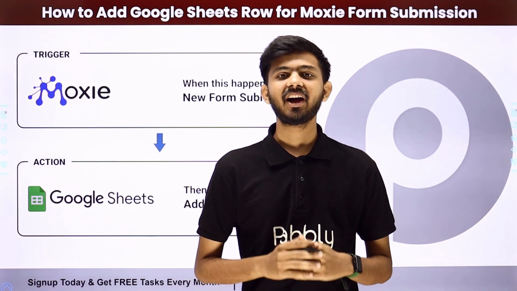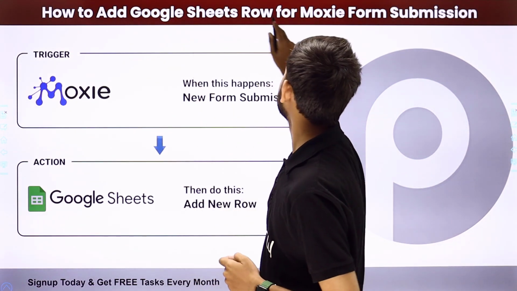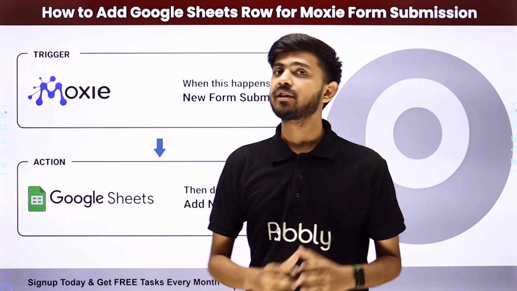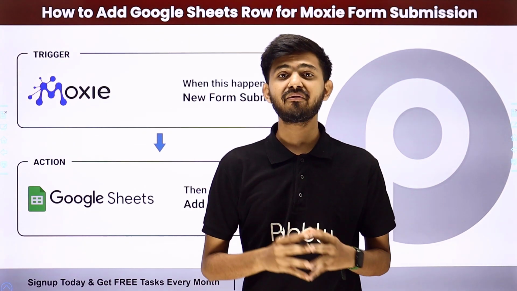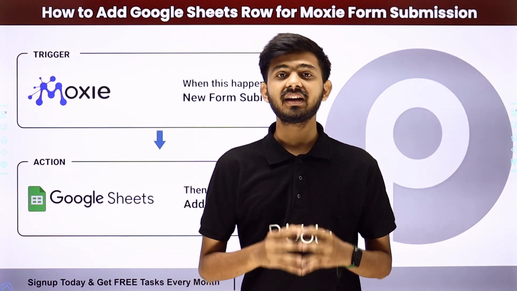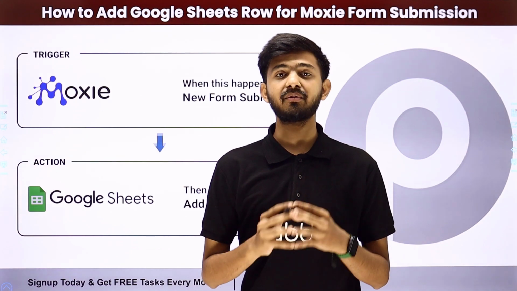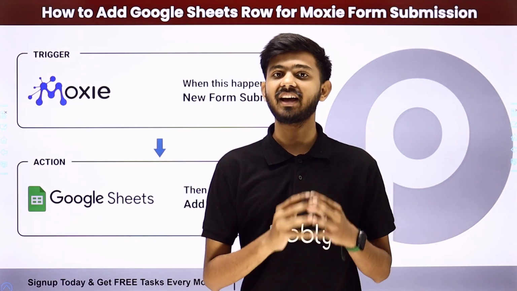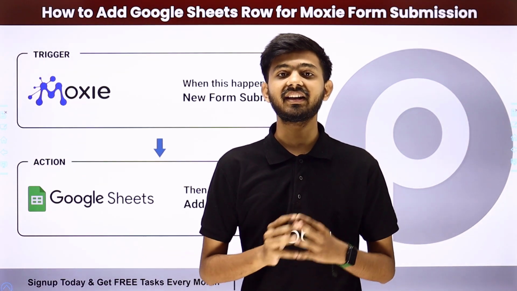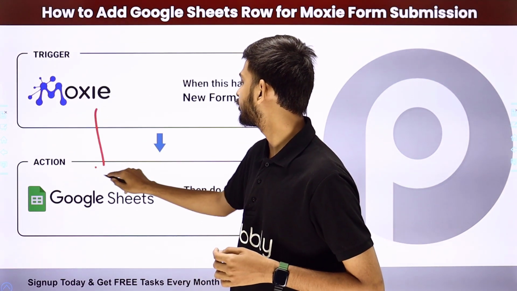Hello everyone, today our topic is how to add a Google Sheets row for Moxie form submission. So here our objective is that whenever we get a new form submission in Moxie, we want to capture those details and add them automatically to our Google Sheet. For this, we will create an integration between Moxie and Google Sheets.